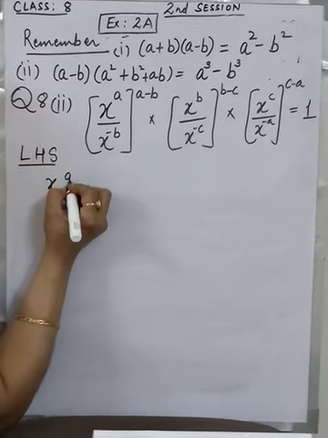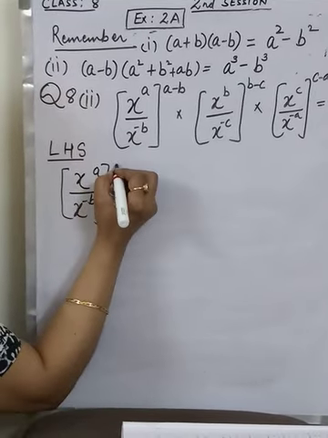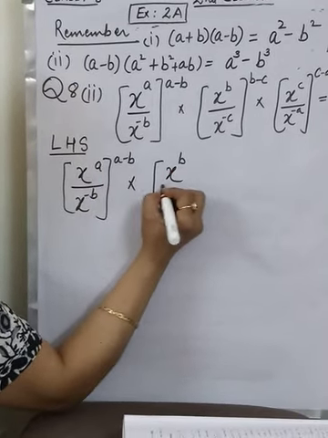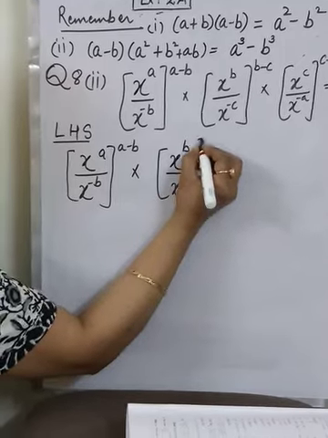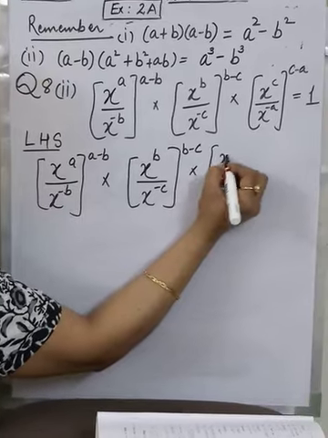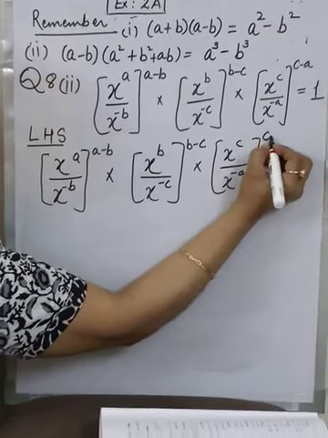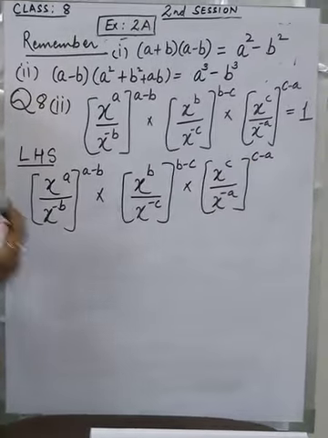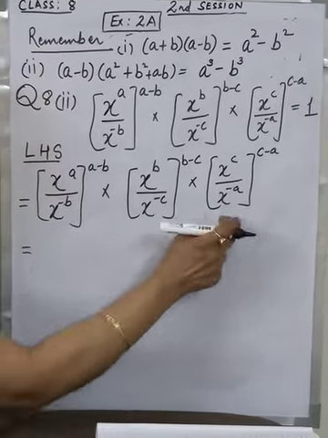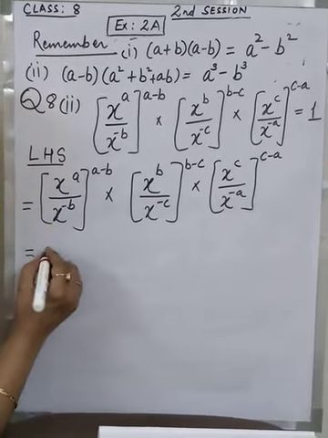x to the power a upon x to the power minus b whole to the power a minus b, x to the power b upon x to the power minus c whole to the power b minus c, x to the power c upon x to the power minus a whole to the power c minus a. Now we apply firstly the division law. Base is same, so when base is same and we are dividing, we subtract the powers.